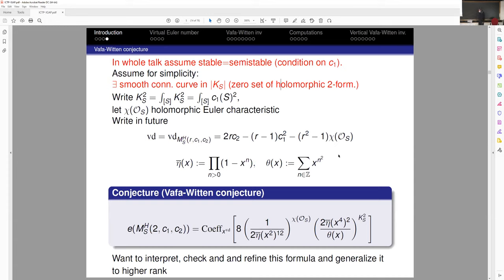And then we have this conjecture by Vafa-Witten, or this formula, which is in some sense again a generating function for the Euler numbers of these moduli spaces, although it's written slightly differently, namely, the Euler number of the moduli space of rank 2 sheaves with Chern class c1 on S will be determined as follows. We write down this function: 8 times 1 over 2 eta bar of x squared to the 12 to the power of the Euler characteristic, and then this other term, 2 eta bar to the x to the 4 squared divided by eta of x, to the power of the self-intersection of the canonical class. So these are two basic topological invariants of the algebraic surface.